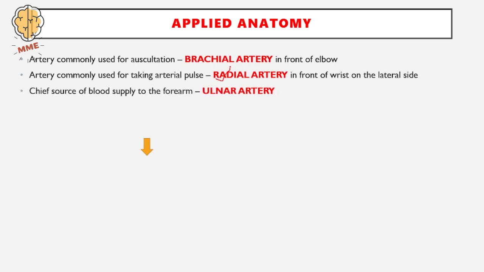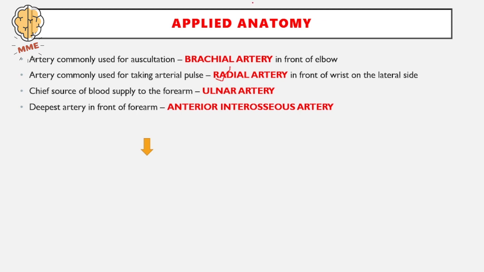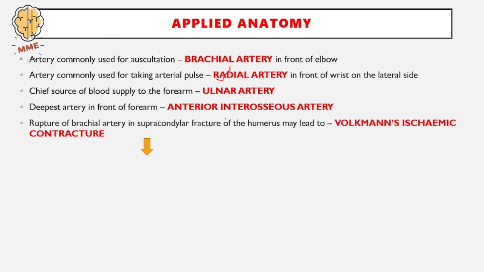The chief source of blood supply to the forearm is the ulnar artery. The deepest artery in the front of the forearm is the anterior interosseous artery. Anterior interosseous artery is a branch of what? Yes, you got it right, the common interosseous. The common interosseous is a branch of the ulnar artery. So anterior and posterior interosseous. The anterior interosseous is the deepest artery in the front of the forearm.